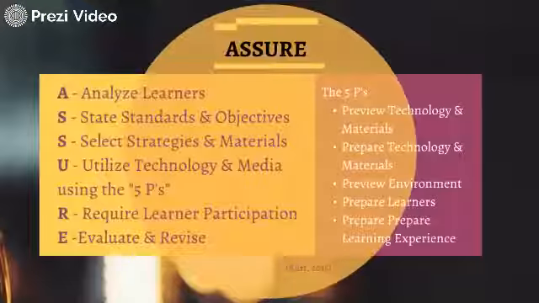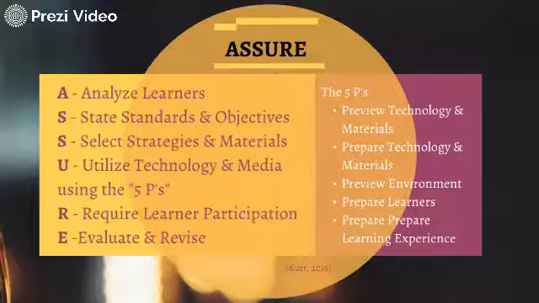Next is ASSURE. The ASSURE model is based on Gagné's nine-step model, and in contrast to the models that adhere to ADDIE, the ASSURE model has a distinct order and directly incorporates the use of technology and other media into the design process. So you're analyzing, you're stating your standards and objectives, you're selecting the design process, you're utilizing the media as the U, and then R, you're requiring learner participation, and finally E is evaluate and revise. The 5 P's for the U are previewing technology and materials, preparing technology and materials, previewing the environment, preparing learners, and then preparing the learning experience.